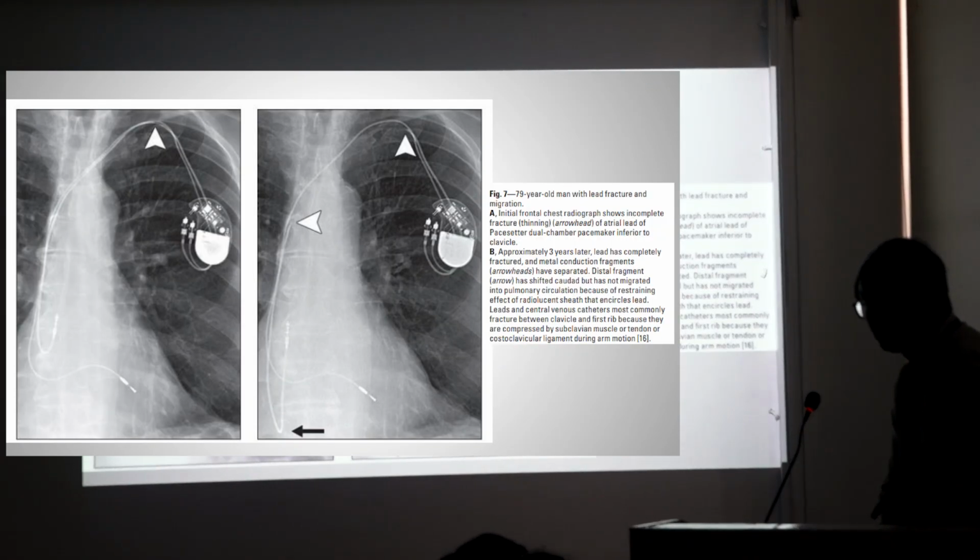So this is another extra. Can you look at the pointed arrows on the left and the right? So there was a thinning. There was an incomplete fracture of the atrial lead on the left side.